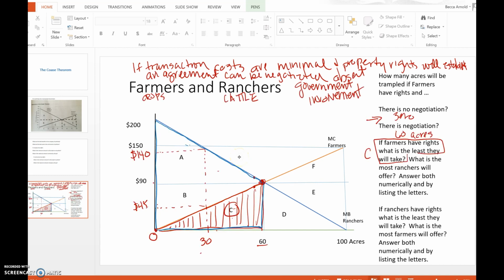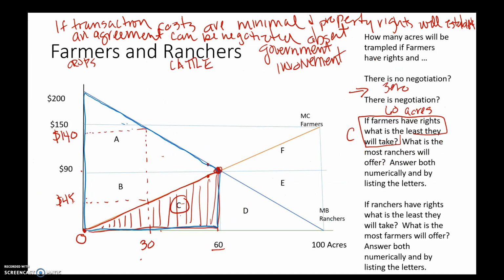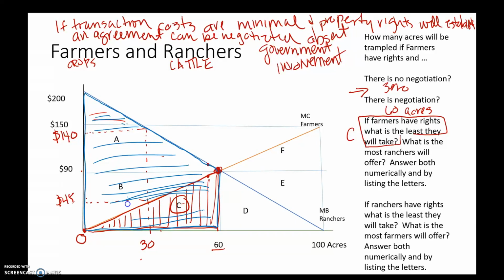Well, I'm going to keep. So if I kept them and I go back in, I think we're good. So remember that they get the benefit for the 30th acre and the 60th acre and all the other acres. So here we're talking all the area, again, under the benefit curve, but only up to 60, because they're only going to trample 60 acres. So that's the areas A and B and C.